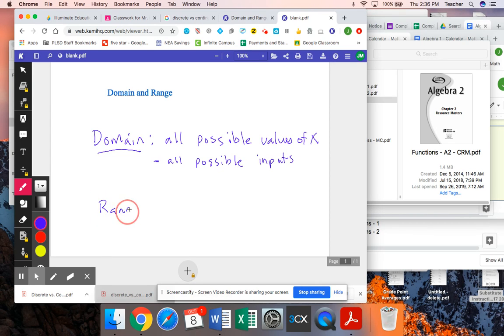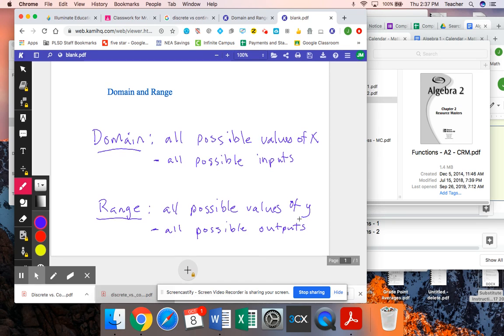Similarly, I'm going to make a statement similar to the range. If the domain is all possible values of x, as you might imagine, the range is all possible values of y. Well, remember, y corresponds to the outputs, not the inputs. So I'll say all possible outputs.